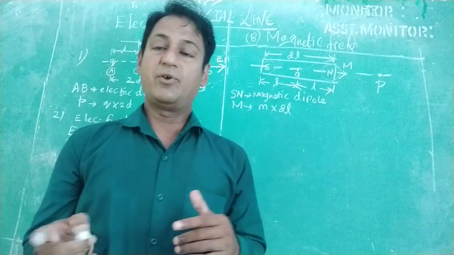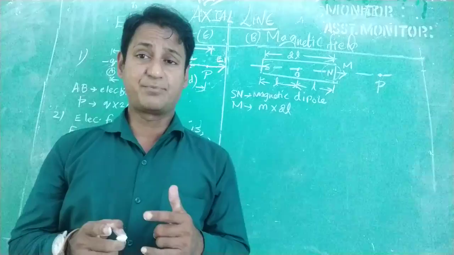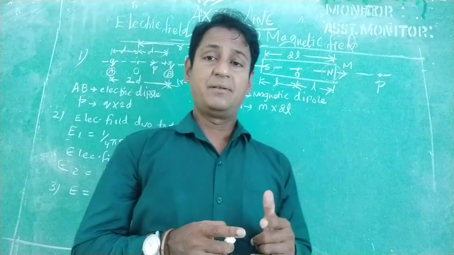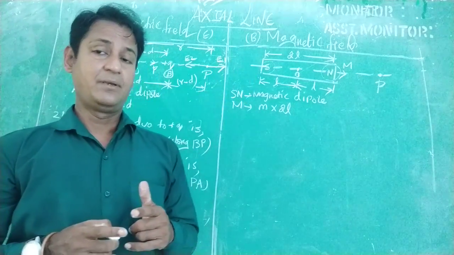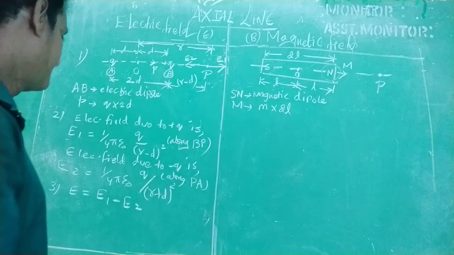Because in a battery we know that there is a negative terminal and a positive terminal. Here the positive terminal has higher potential and the negative terminal has lower potential. So you have to compare that with this.